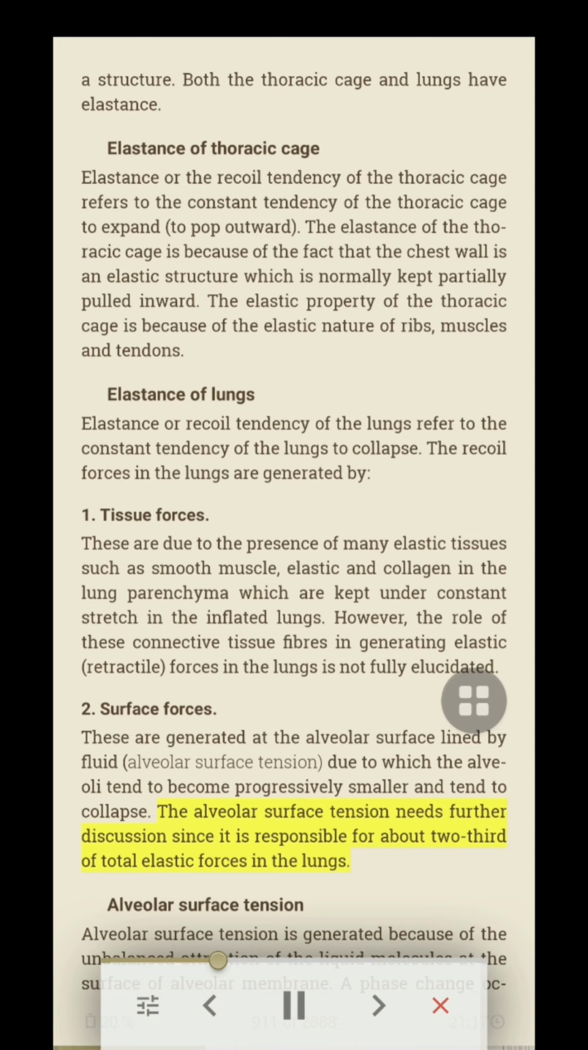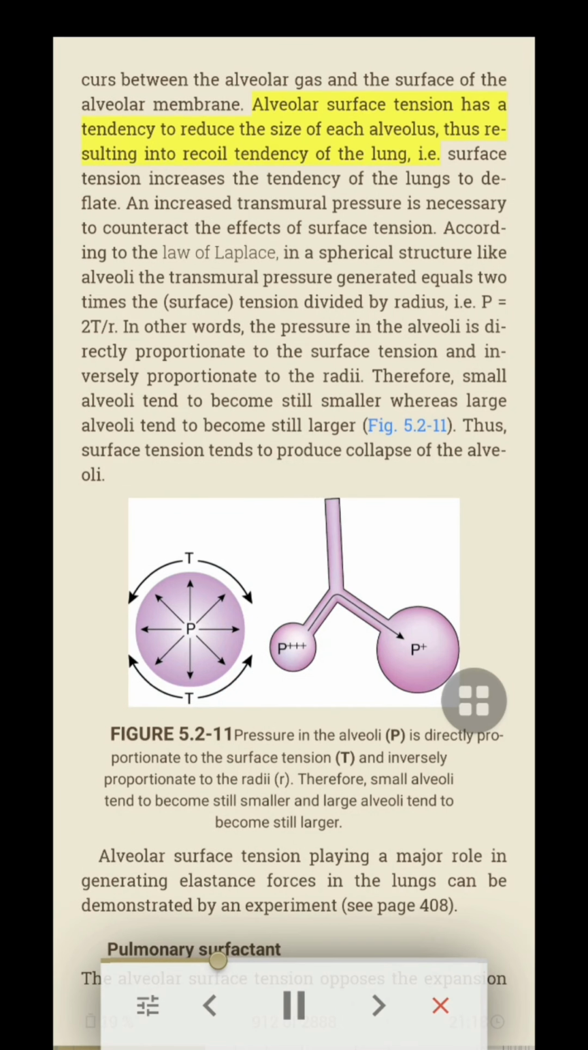The alveolar surface tension needs further discussion since it is responsible for about 2/3 of total elastic forces in the lungs. Alveolar surface tension. Alveolar surface tension is generated because of the unbalanced attraction of the liquid molecules at the surface of the alveolar membrane. A phase change occurs between the alveolar gas and the surface of the alveolar membrane. Alveolar surface tension has a tendency to reduce the size of each alveolus, thus resulting in recoil tendency of the lung, i.e. surface tension increases the tendency of the lungs to deflate. An increased transmural pressure is necessary to counteract the effects of surface tension.